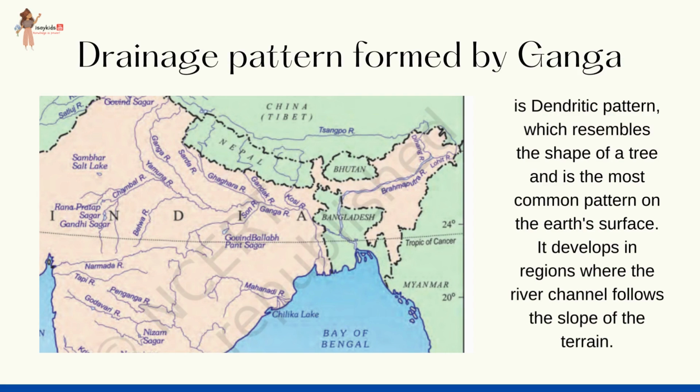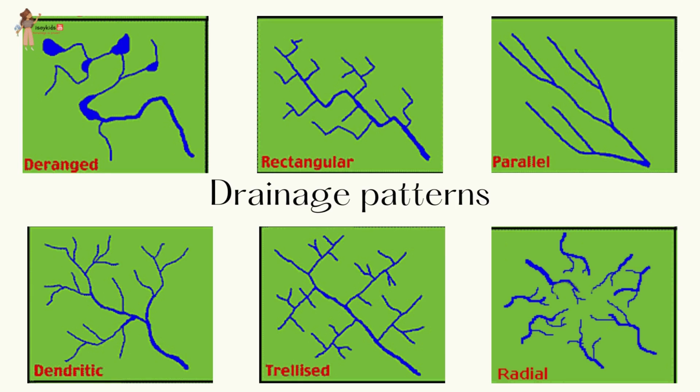Ganga forms dendritic pattern. It resembles the shape of a tree and is the most common pattern on the earth's surface. It develops in regions where the river channel follows the slope of the terrain. Here are the types of drainage patterns: dendritic, deranged, trellis, rectangular, and radial patterns.